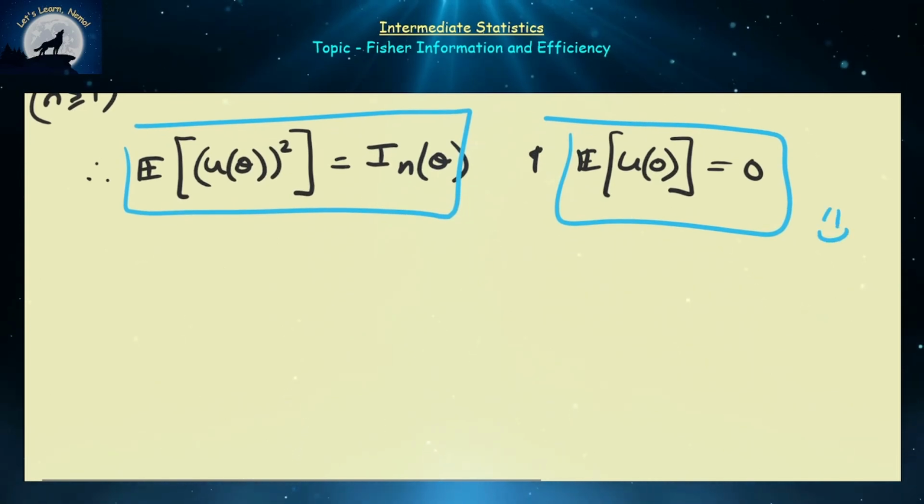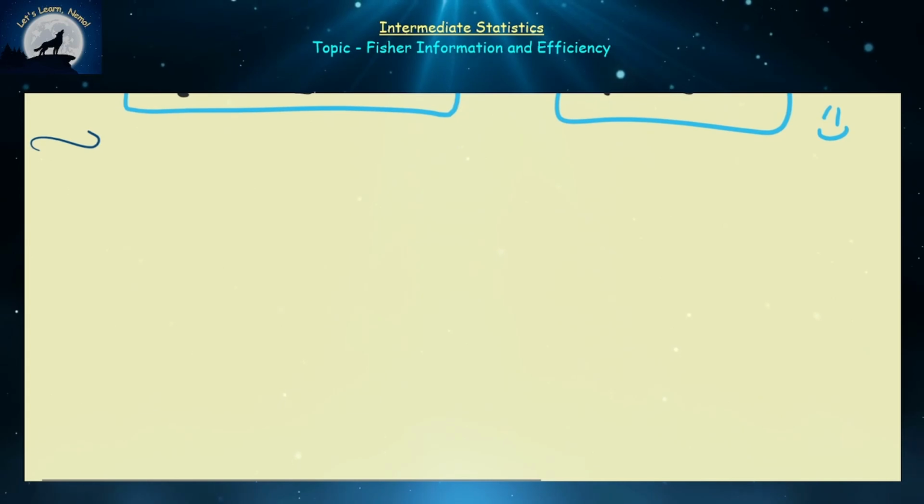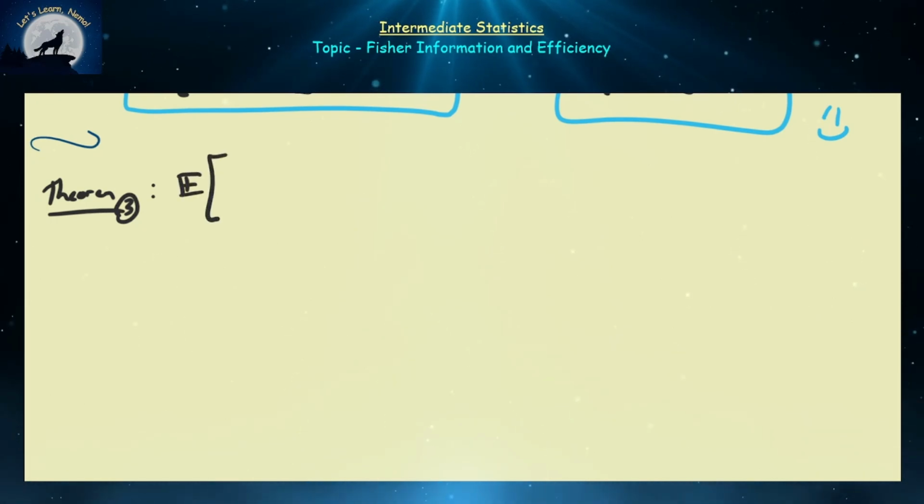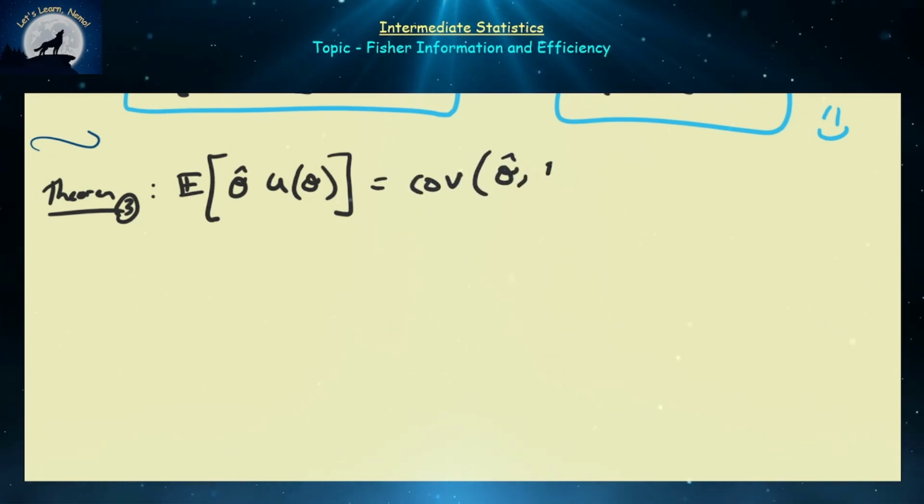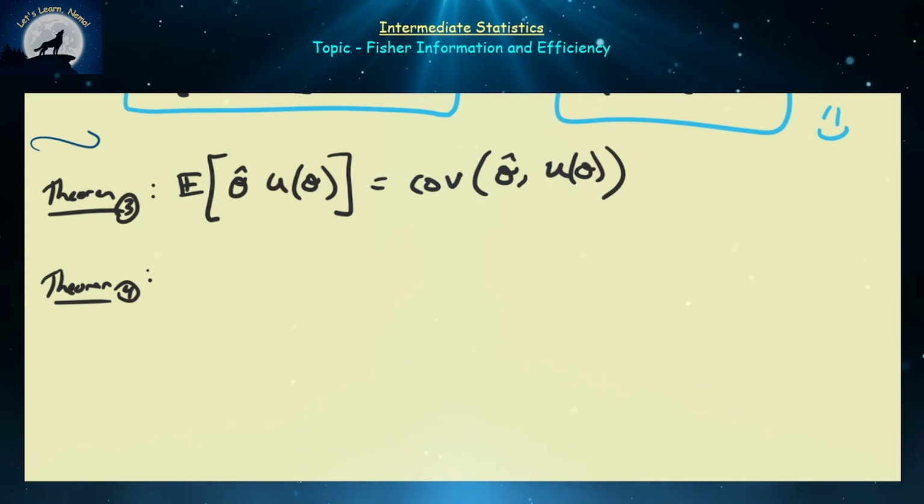All right. Let me mention 3 more theorems. I won't prove these. I'll leave them for you to practice on. But they are actually quite important as well. So the third says the following. The expected value of theta hat and the score function for theta is equal to the covariance between theta hat and u theta. This one's actually not hard to prove at all. Just use the definition of covariance in terms of the product moment and the product of first moments.